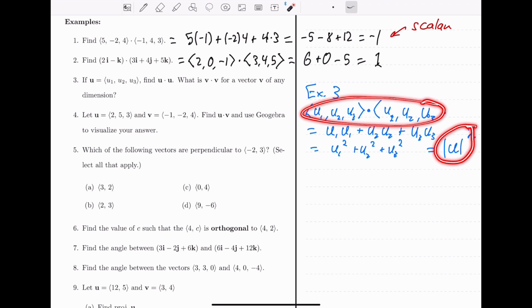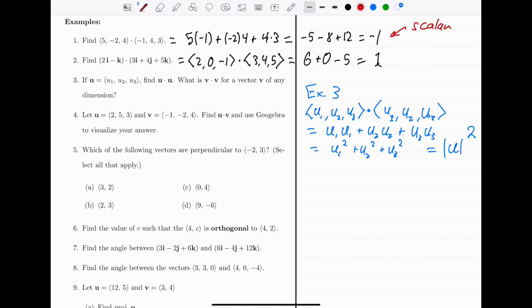vector squared. So what is v dot v for any vector v in any dimension? Well, v dot v is always going to be the magnitude of v squared. This is an important relationship that we want to be familiar with. Take the dot product of a vector with itself, it will always be the magnitude of the vector squared. This is true for any vector in any dimension.